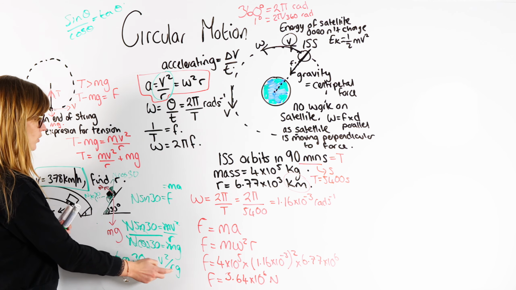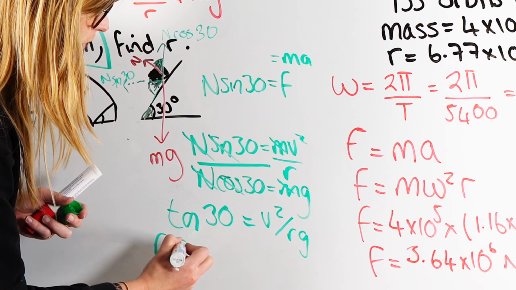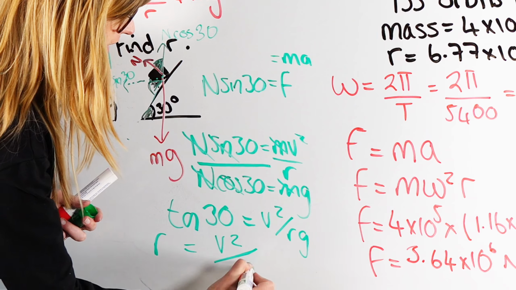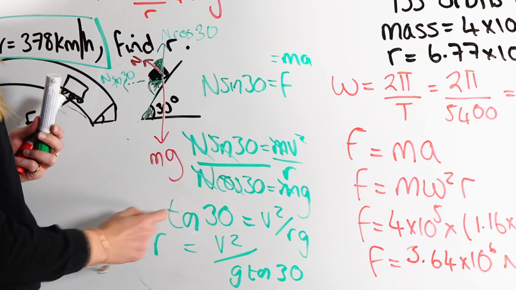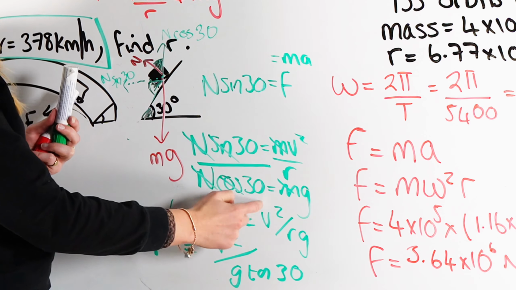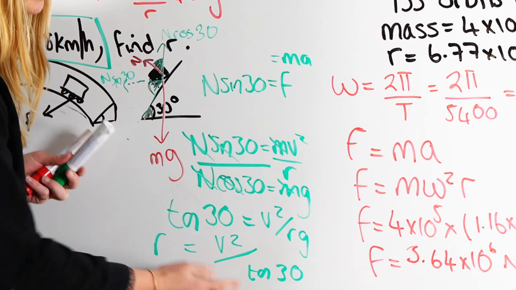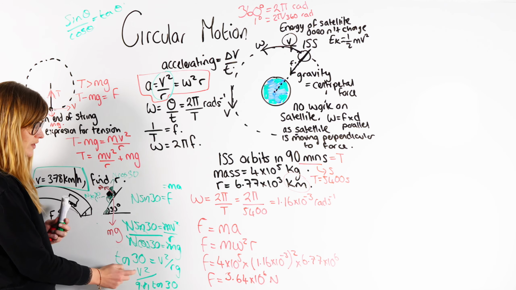So if I want to calculate now what the radius is, clearly what we're going to have to do is our v squared divided by g times tan of 30. So we just rearrange this now. So r times g times tan 30 is v squared. So r is v squared over g tan 30. And g, we know to use on Earth, is always going to be 9.81. We are also given v.